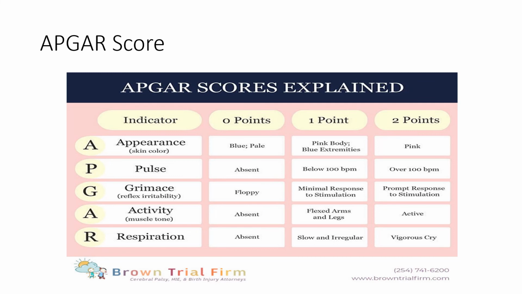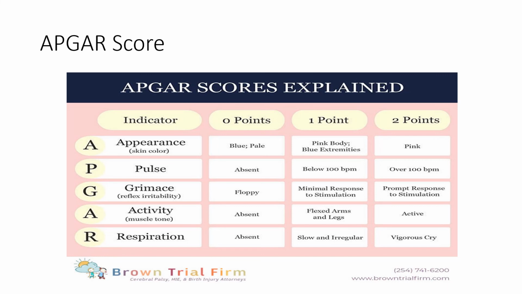Basically that's showing their respiratory status. You've got their pulse. We've got grimace. We have activity, their muscle tone, and respirations, either absent or a vigorous cry. So these scores, like I said, are added up. That 1 minute APGAR, and then you have a 5 minute APGAR, and it's kind of a quick, easy way to determine the status of the newborn.